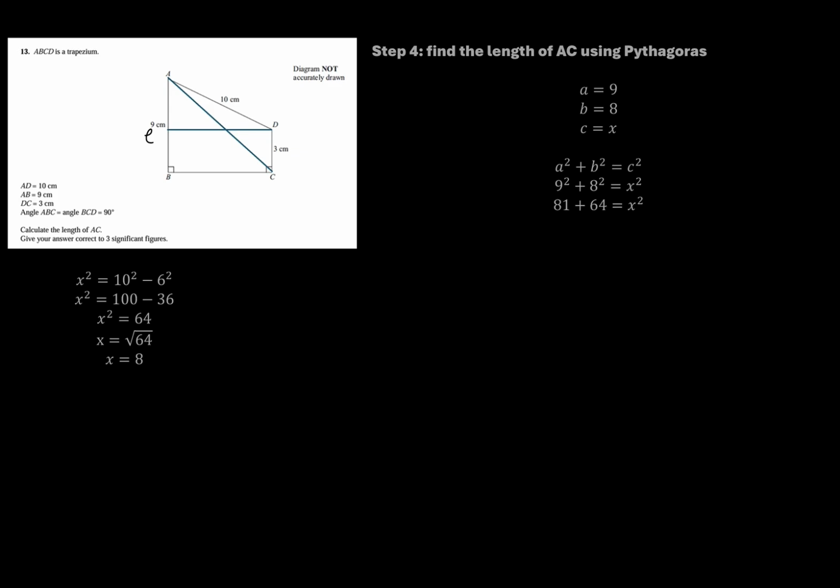So now we know DE. What we need now is, well, we know that's the same as BC, so we now know that that's 8. So now we have enough information to calculate AC. So A is going to be equal to 9, B is equal to 8, C is going to be equal to X, okay? Exactly the same as before, just carry out that calculation, and it says to 3 sig figs.